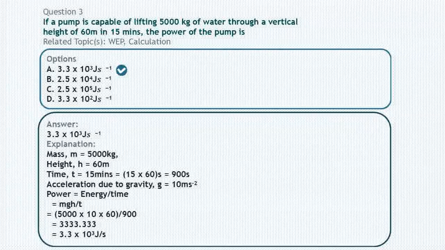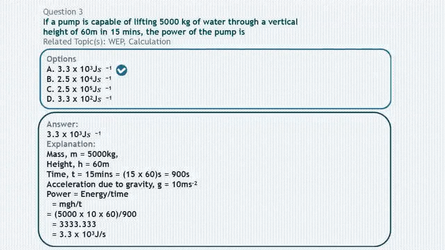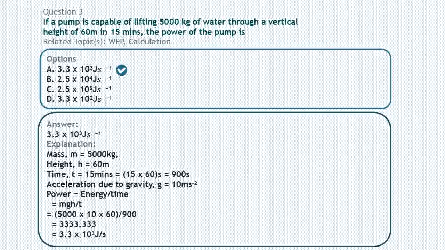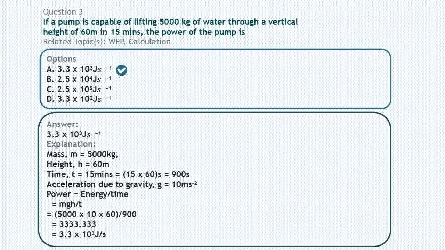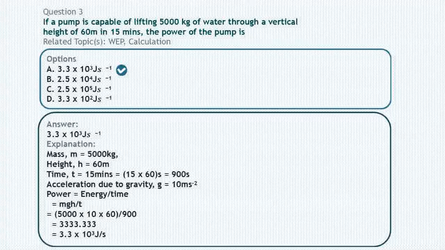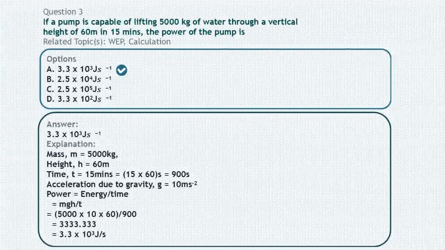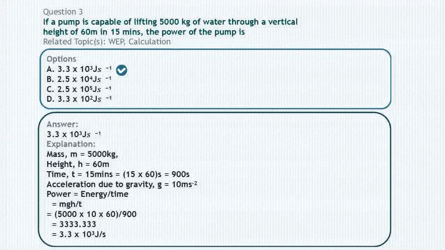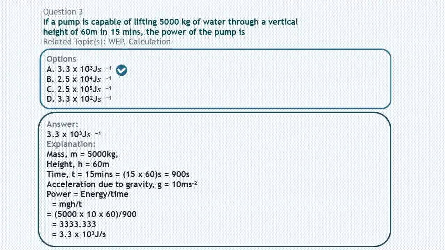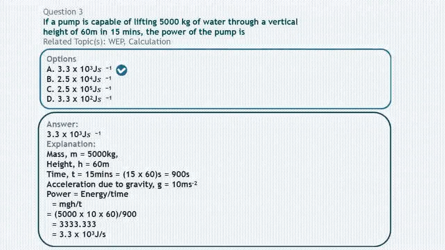Now from the question, we have the mass to be 5,000 kilogram, we have the height as 60 meter, the time is 15 minutes. We need to convert that to seconds. How do you convert from minutes to second? 1 minute is 60 seconds. So we now have 15 minutes, that's going to be 15 times 60 seconds. So that will be 900 seconds.